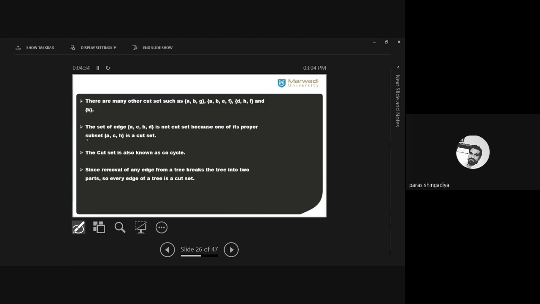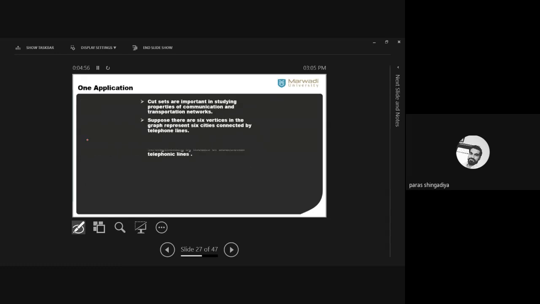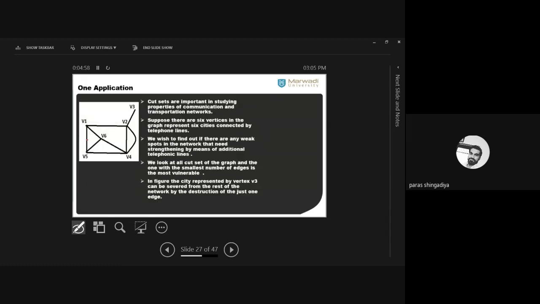Cut set is also known as a co-cycle. Now for a tree graph, if you remove any edge from it, the graph becomes disconnected. So every edge represents a cut set in a tree. Clear? A tree means connected without any circuit, so every edge represents one of the cut sets. Every edge of the tree is known as a cut set. And those applications we also discussed during this lecture.